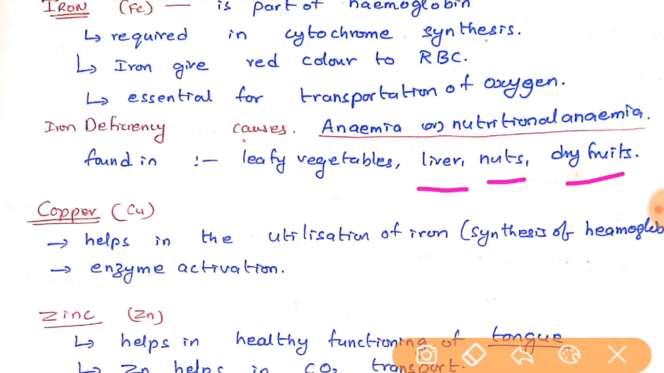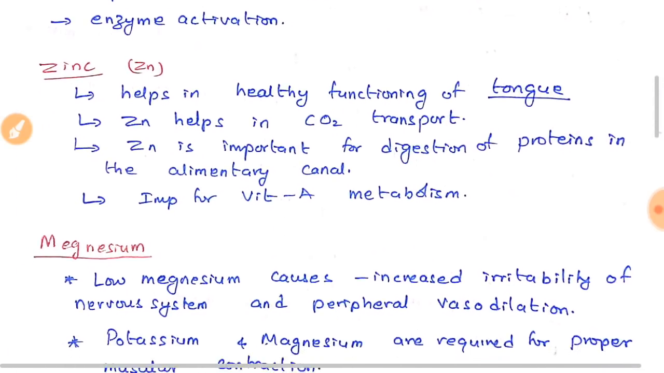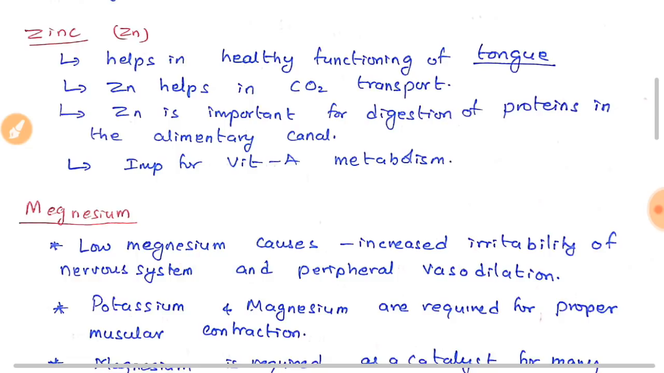The next mineral which is very important is copper. It helps in the utilization of iron and synthesis of hemoglobin. See friends, with the help of copper only we can synthesize hemoglobin by utilizing iron, and it is useful for enzyme activation.